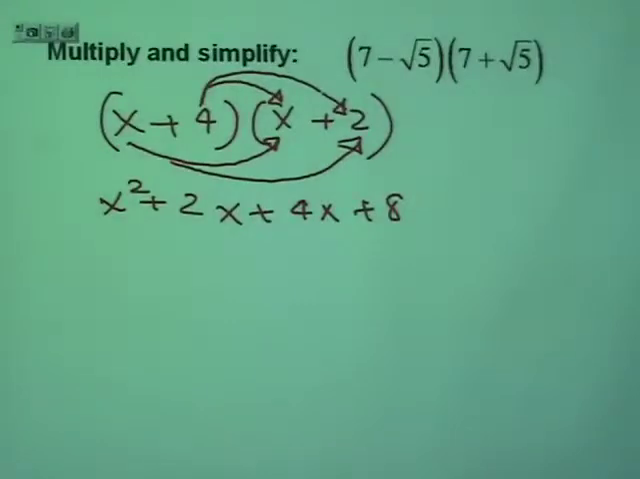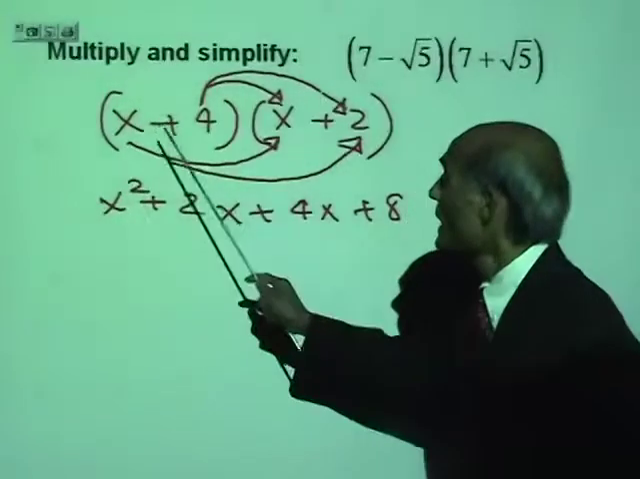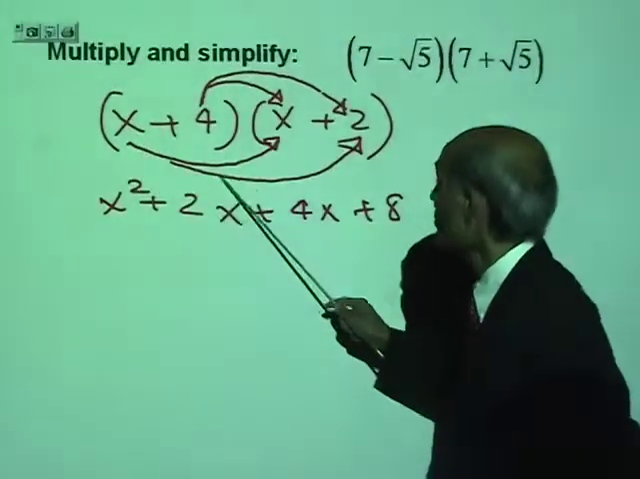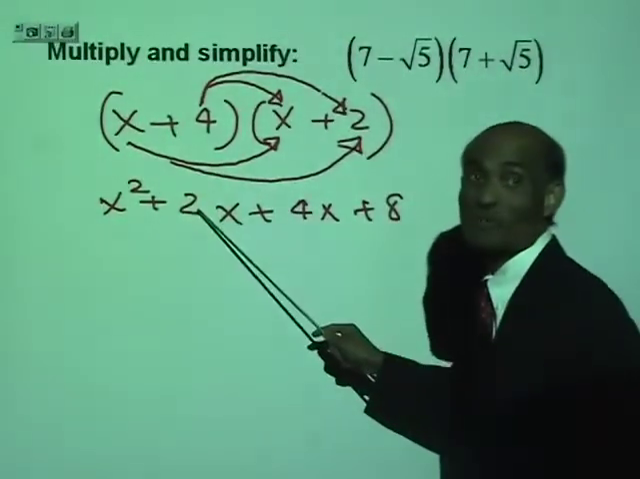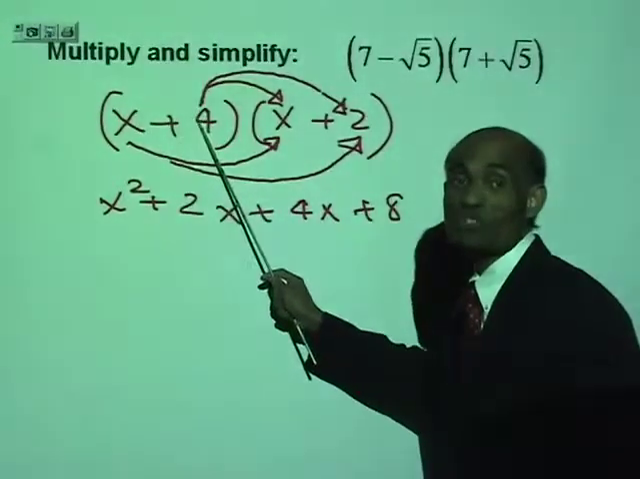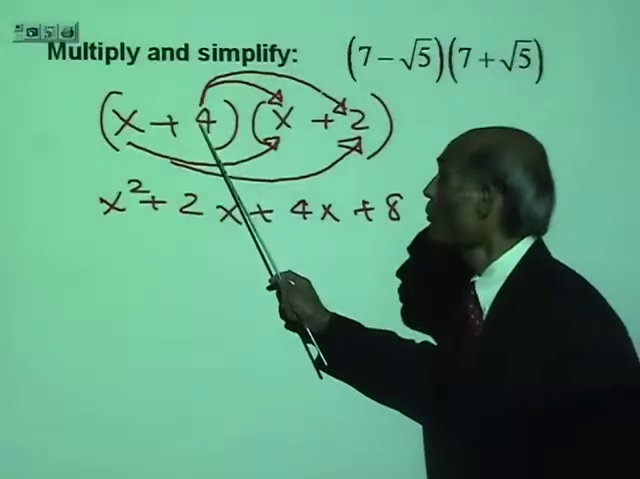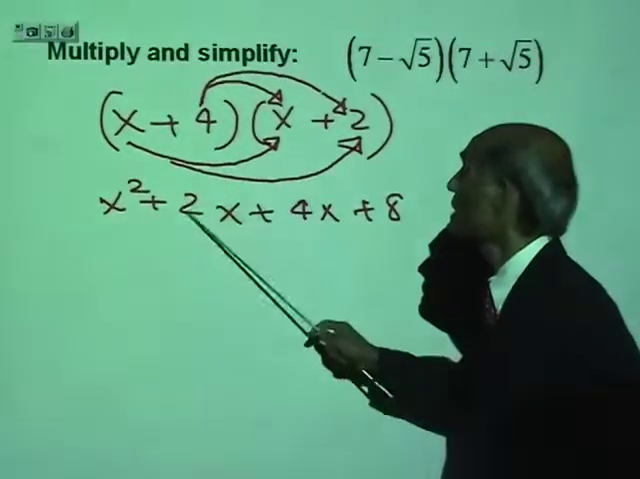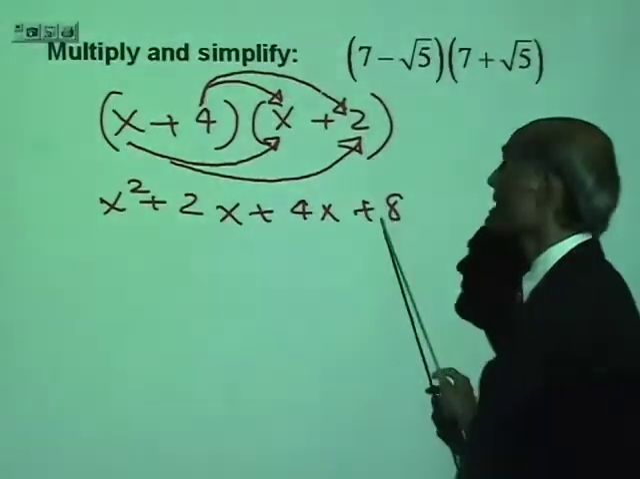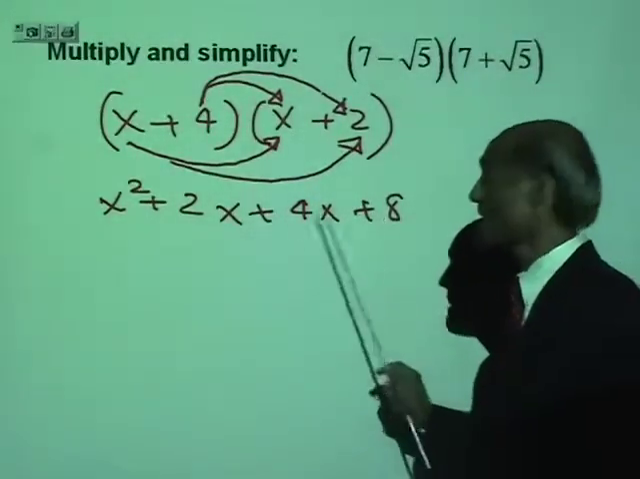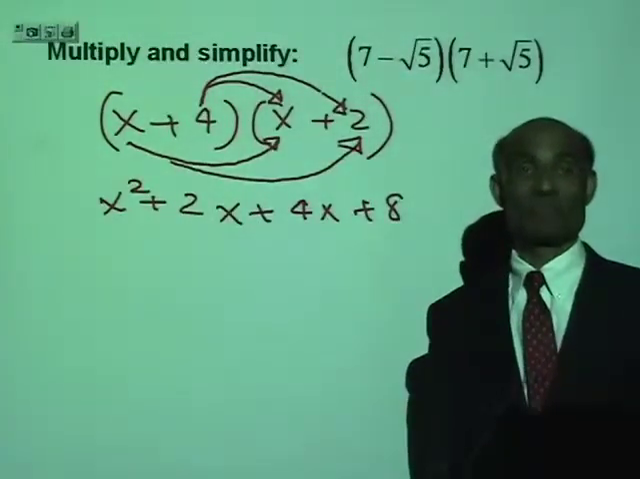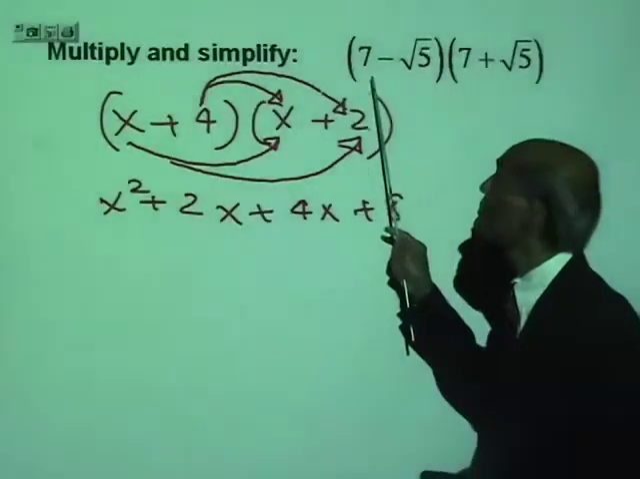Alright, so one more time. X multiplied by x is x squared, x multiplied by 2 is plus 2x. We finished multiplying with x. Now we start multiplying with 4. 4 multiplied by x is plus 4x, and 4 multiplied by 2 is plus 8. And now we can simplify by combining like terms. Now, this is exactly what we will do here.